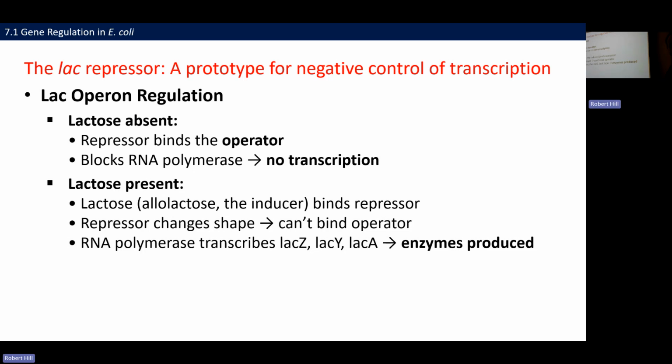So when lactose is absent, under normal conditions, the repressor is bound to the operator, it blocks RNA polymerase, and you don't get expression of the structural genes. But when lactose is present, it binds to the repressor protein, causing a change in shape, a conformational change, and it can't bind to the operator. If it can't bind to the operator, RNA polymerase is free to travel down the DNA and transcribe LacZ, LacY, and LacA to get enzymes produced.